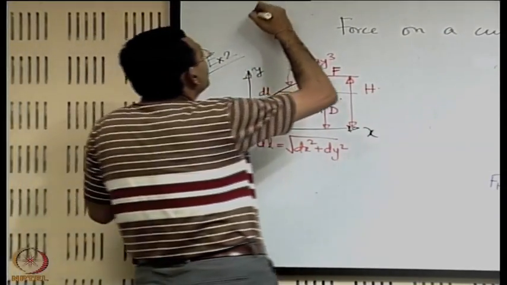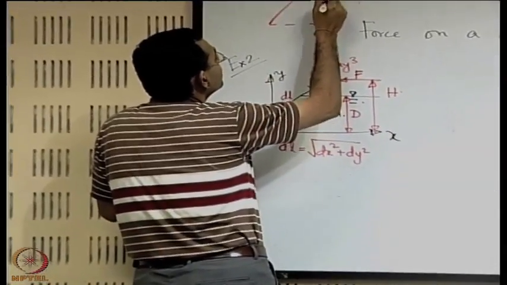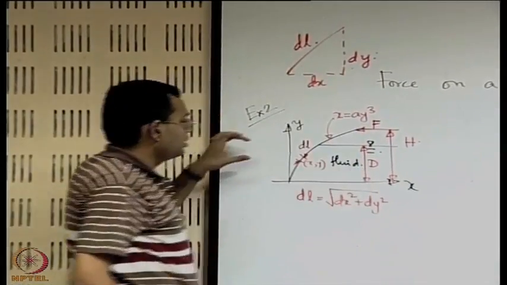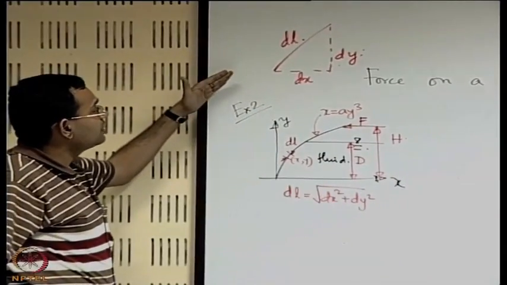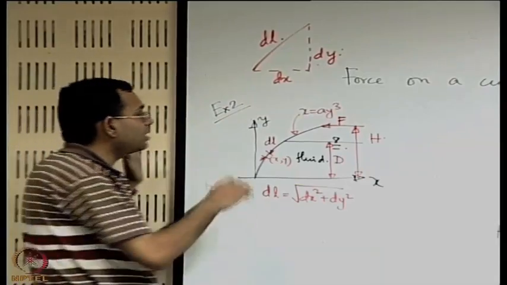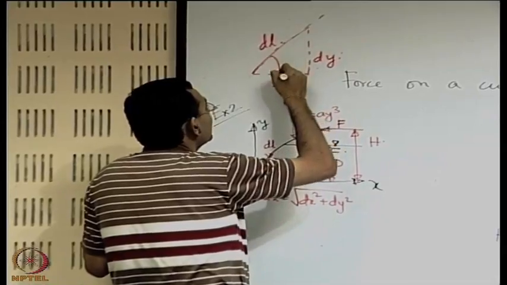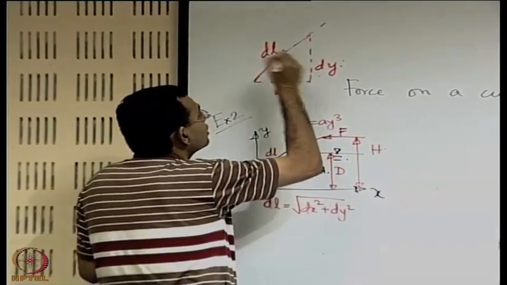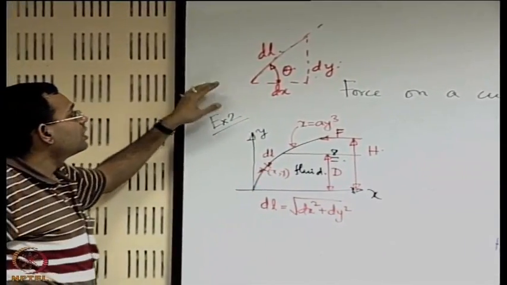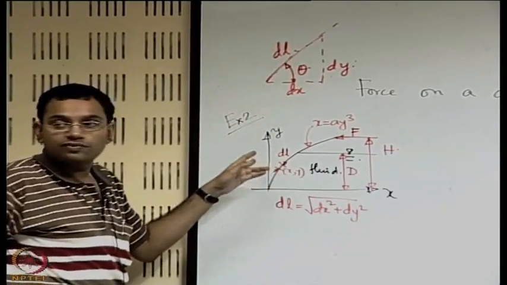So if you draw a magnified figure, if this is dl, it is like the sum of dx along x and dy along y. If this is a small part of the curve, this is approximately the tangent to the curve at that point, at that x comma y, and so you can consider that this angle theta designates the local slope of the curve at that point, where the dl is aligned with the tangent to the curve at x comma y.